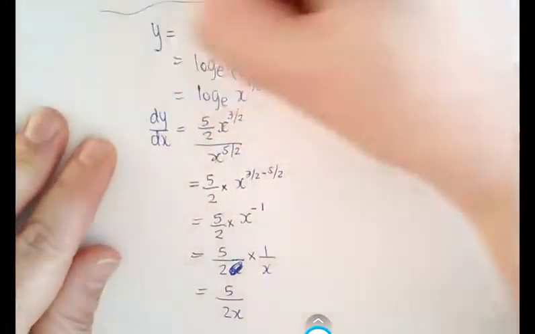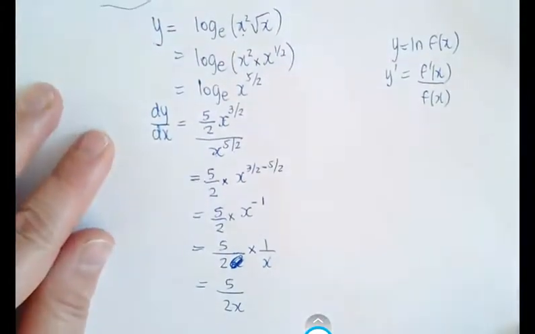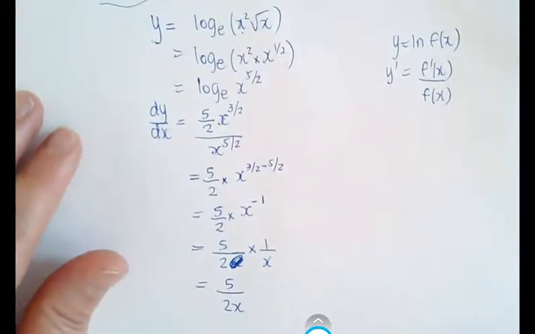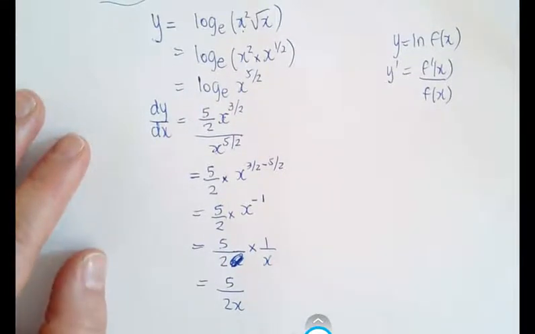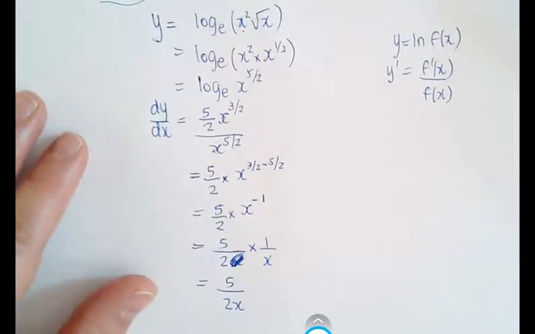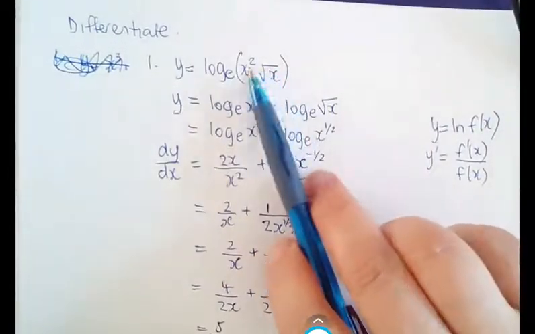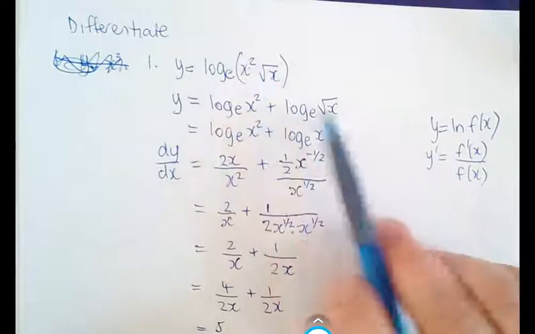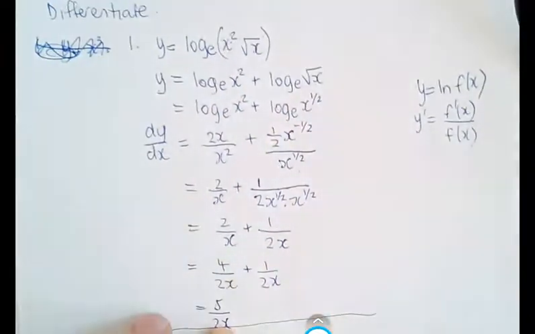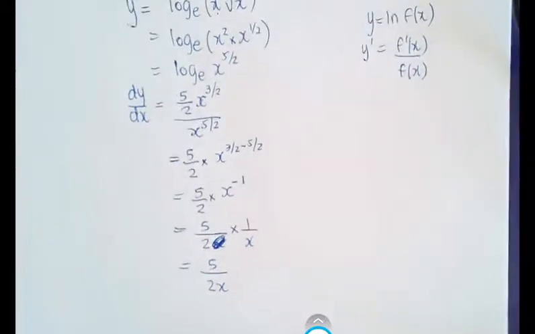Now, either method requires you to have a good knowledge of your index laws, and also with this first one up here, knowing your original log law there, where you're separating it out. So either method is fine. They're both probably a little bit tricky.